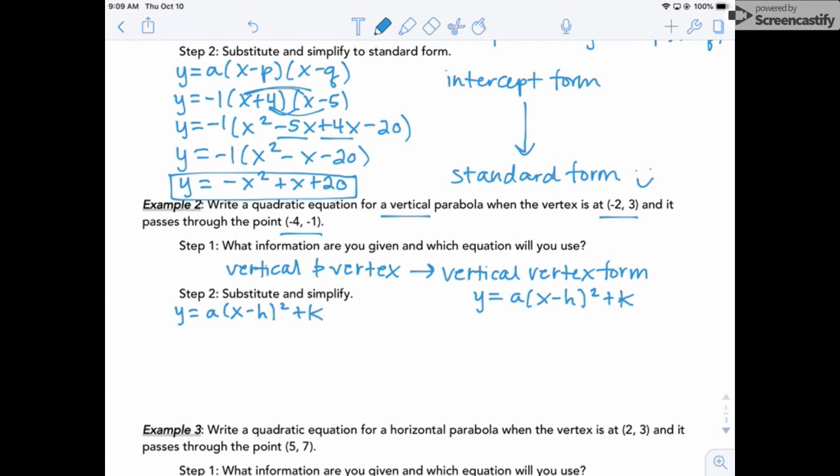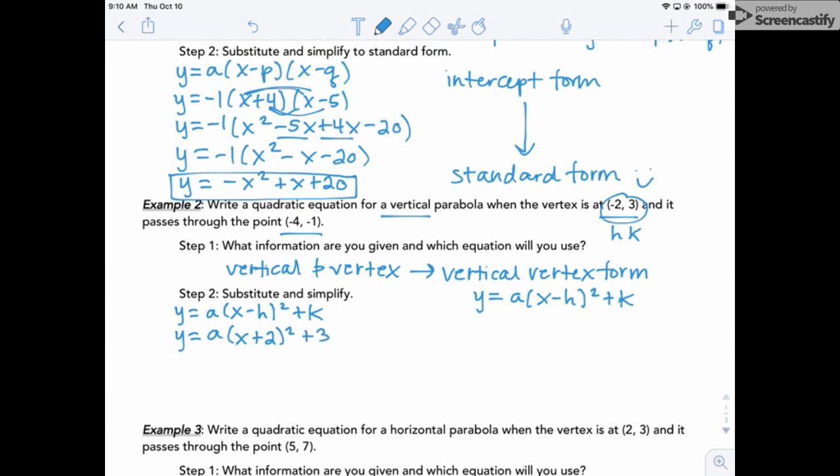Okay, let's substitute what we know. We know that our vertex is at -2, 3. So that's my h and my k. So I'm going to go ahead and substitute those into my equation. So y equals, I don't know my a this time, so I'm going to leave that. And then x minus h, my h is -2. So that turns into plus 2 because that's minus a negative, squared plus my k is 3.